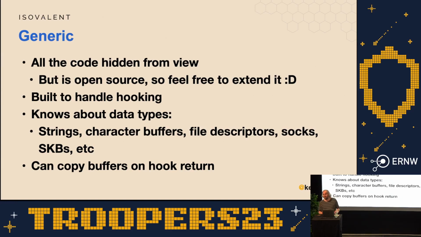One of the cool things about it is it knows about data types. So within the kernel, there's a number of different structs that are important, not just character buffers and strings, but also things like file descriptors, sockets, SKBs, which is a socket buffer for a single datagram, and various other ones. When it accesses those, it knows how to handle the data. And when we send data to user space, it knows how to print it out. It knows how to convert it into JSON. It knows how to present it to you in a fashion that makes sense.